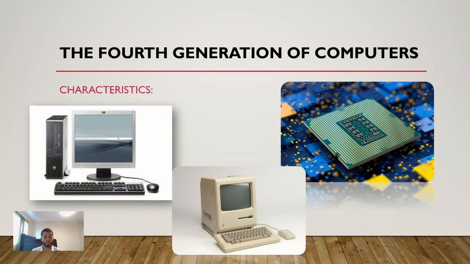The fourth generation of computers, which is still the present of what we know and use today, uses microprocessors, which are basically the computer's brain on a single chip. They are much faster than their predecessor, the integrated circuit, because they allowed millions of transistors to be placed on a single chip.